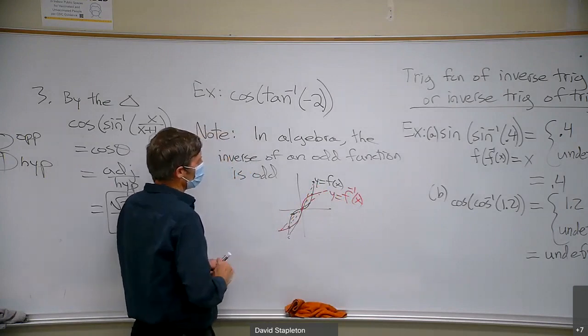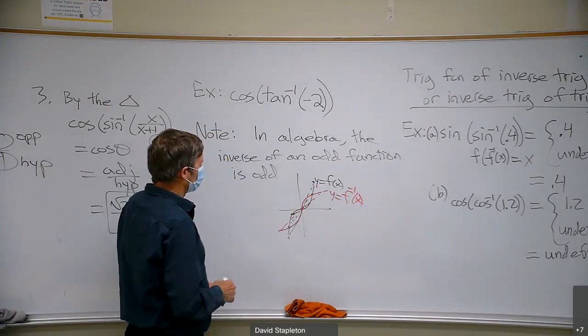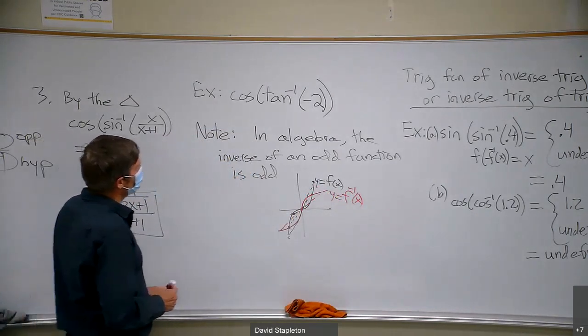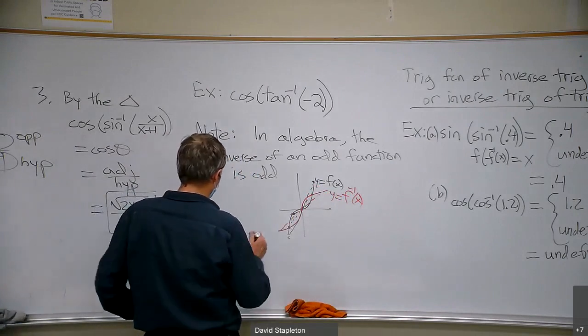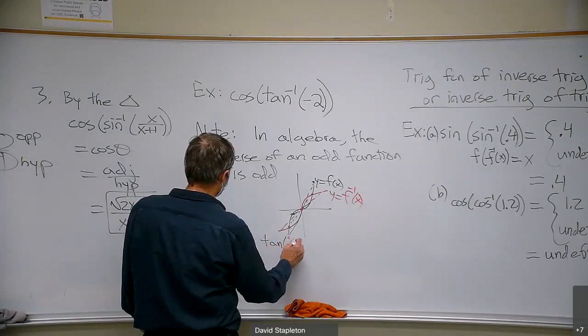So that's the graphical characteristic of odd functions. They're symmetric through the origin. And their inverses are automatically odd. That means arctangent of minus x is what?